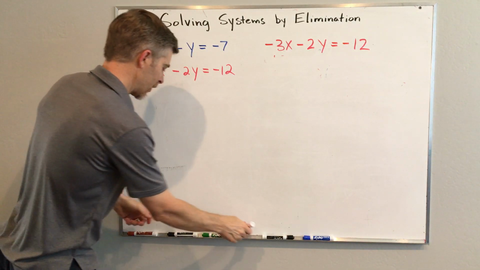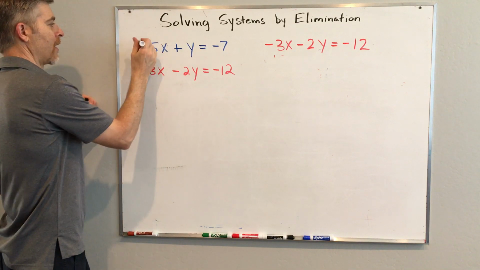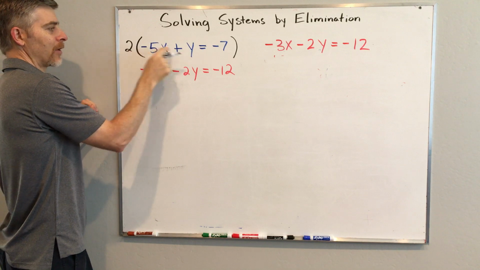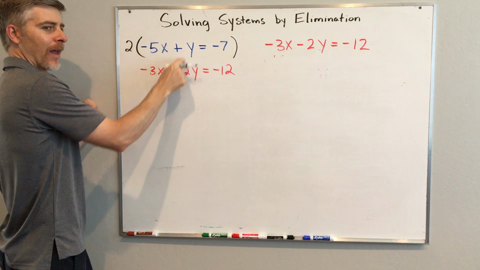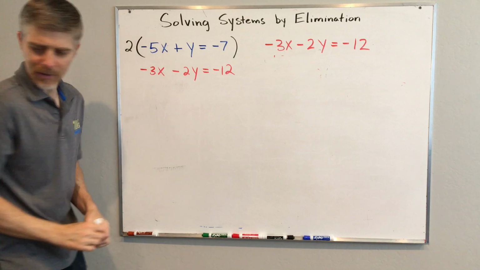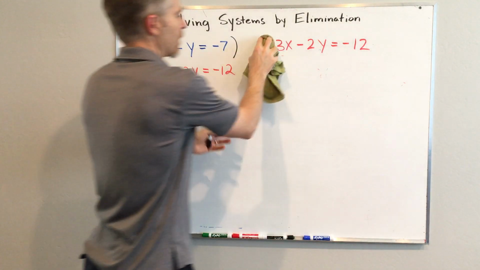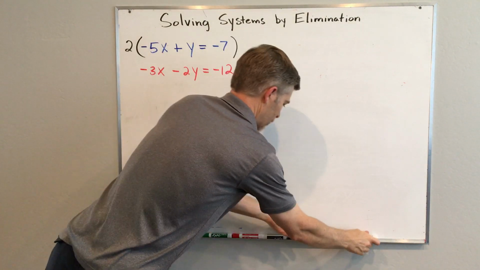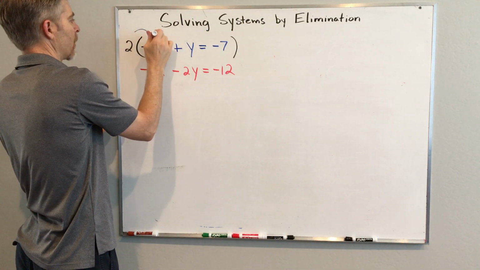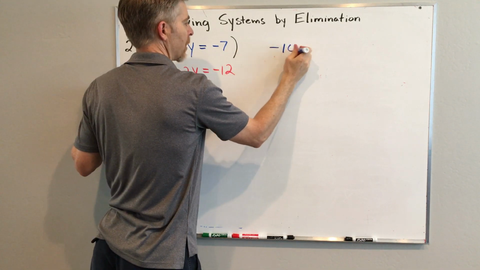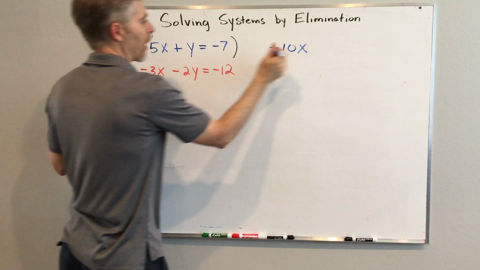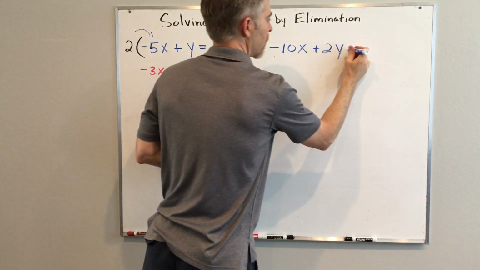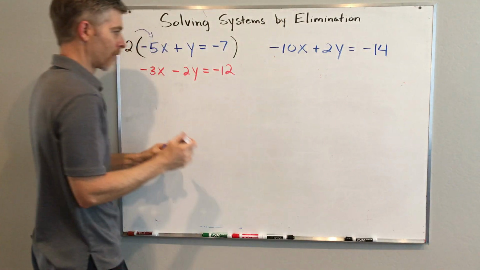So if I multiply this equation times 2, then I'll have 2 times y is 2y, and that'll cancel with the negative 2y. So that's what I'm going to do. Let me erase this so I have more room. Let's distribute. Go back to blue. 2 times negative 5 is negative 10x. 2 times y is 2y. 2 times negative 7 is negative 14.